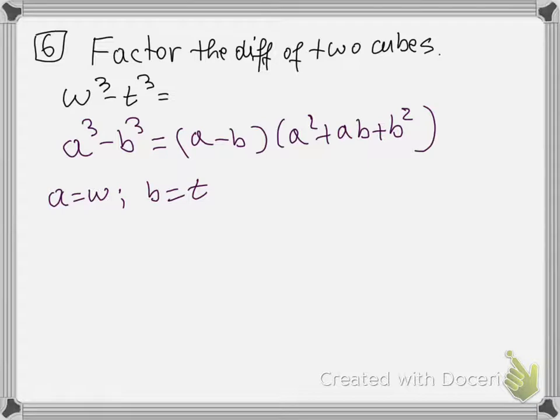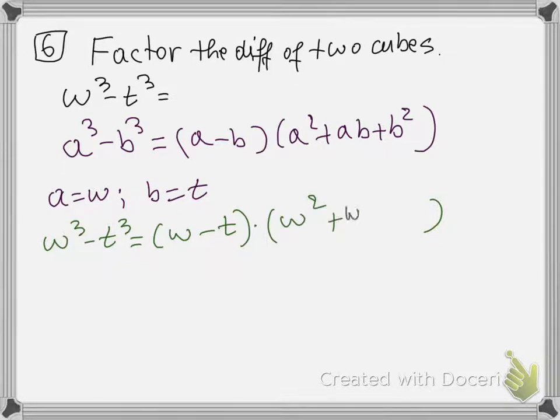So that being said, w to the third minus t to the third is equal to a minus b. So a is w minus b and b is t, times a squared, which is w squared, plus ab, w times t, plus b squared, which is t squared.